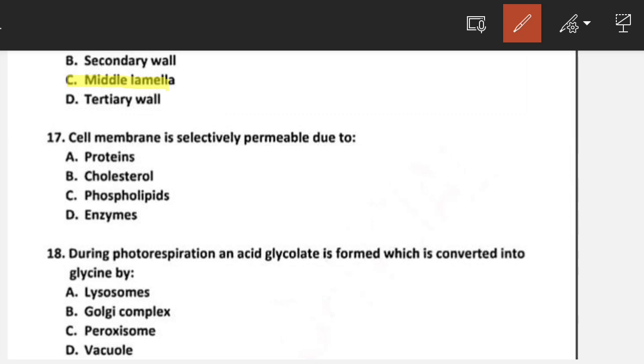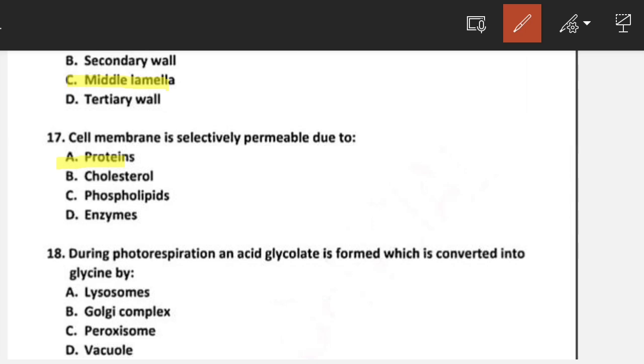So question number 17 is, cell membrane is selectively permeable due to option A is the proteins, option B is the cholesterol, option C is the phospholipid, and option D is the enzymes. So cell membrane is a selectively permeable membrane, and this is due to option A, proteins, because these are the proteins that form uniform channels, or they may act as carrier proteins by transporting the substance across the cell membrane.